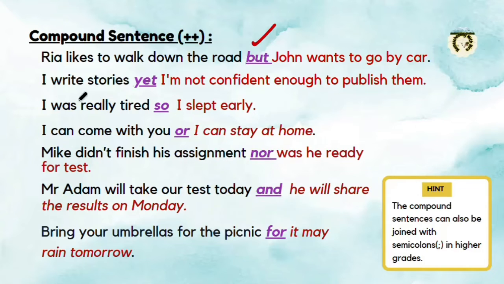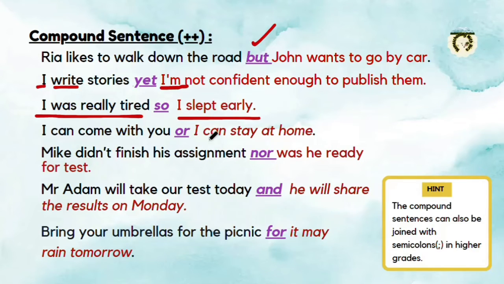Okay? I write stories, yet I'm not confident enough to publish them. "Yet" is also used for showing contradiction in two statements, just like "but". Okay? I was really tired, so I slept early. I was really tired, complete sentence. I slept early, another complete sentence joined with "so".